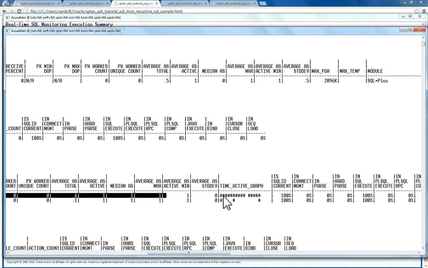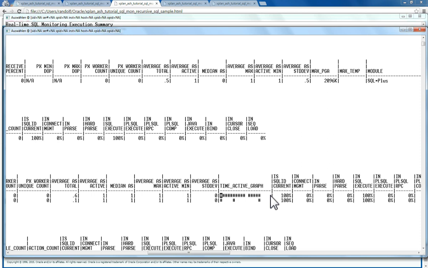What I find quite helpful is this time active graph. The idea of this time active graph is that, in relation to the main SQL execution, you get an idea of when this particular SQL ID was showing up in the corresponding hash samples. Since this was quite significantly active, it showed up almost all the time. The graph starts with the execution of the main SQL and ends with the last sample that is sampled for the main SQL execution.